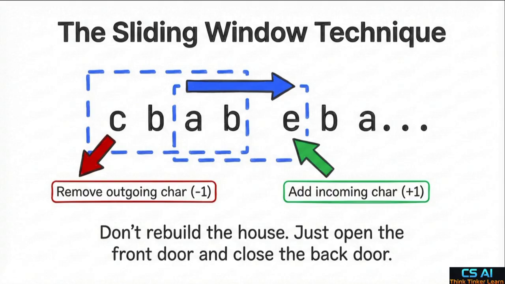By only updating the edges, we keep our operation at a constant per-step cost, which is the key to achieving that coveted linear time complexity.